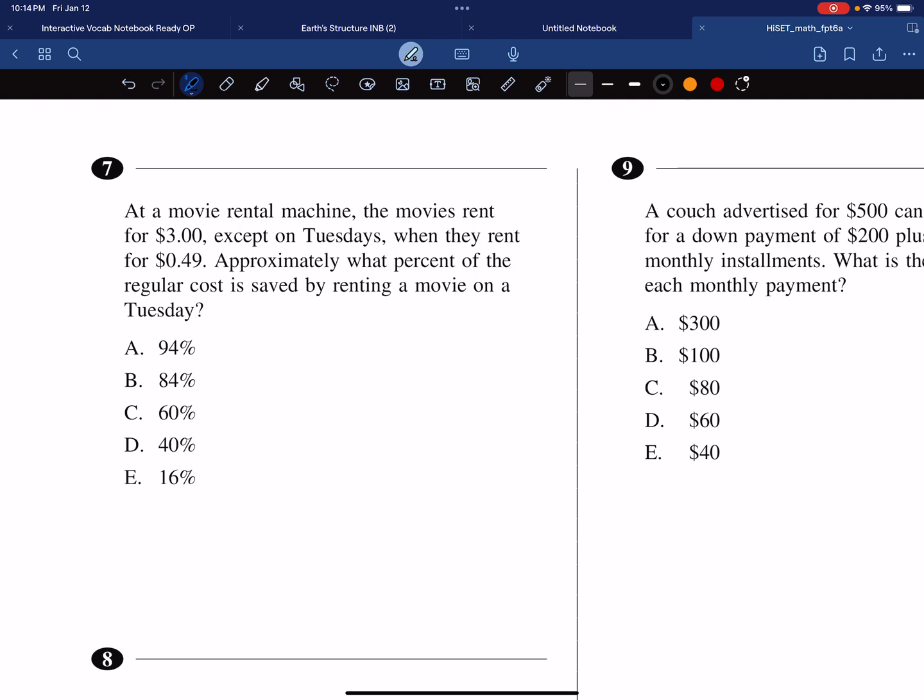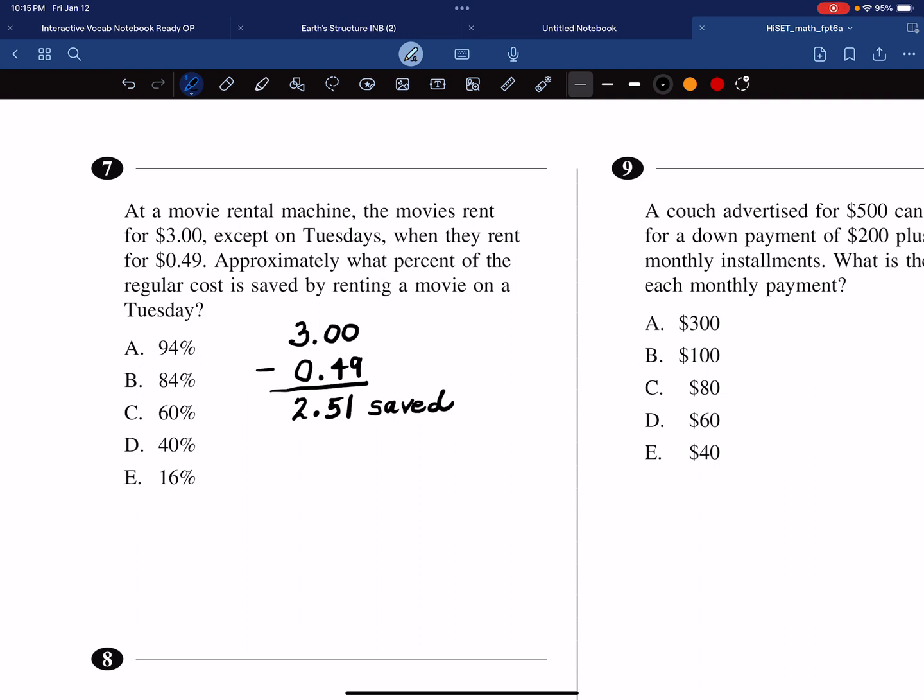Well, when I see the word saved, I know that it usually involves subtraction. So let me do a little bit of thinking here. I know that the regular price is $3, and I know that the reduced price is 49 cents. So I'm going to use my calculator. If you can do it in your head too, that's fine, but I prefer to use my calculator if I have it. I just don't trust my math. So that's $2.51 that I'm saving by renting my movie on Tuesday.